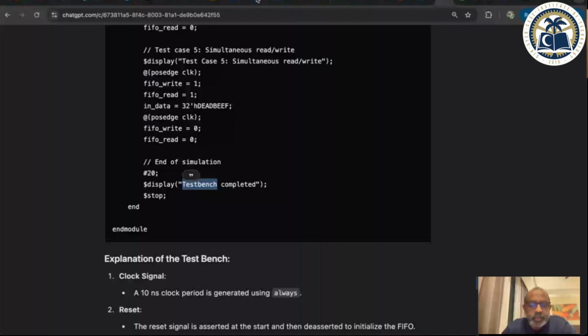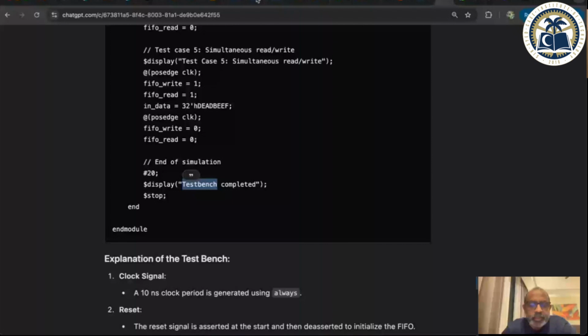And so, good code that is happening. So this is the emulator, and the code was nicely written.